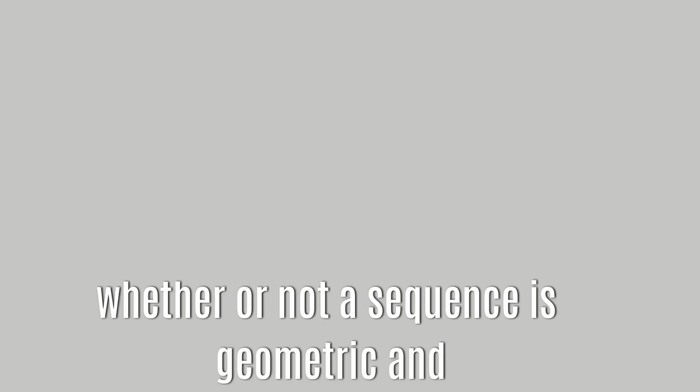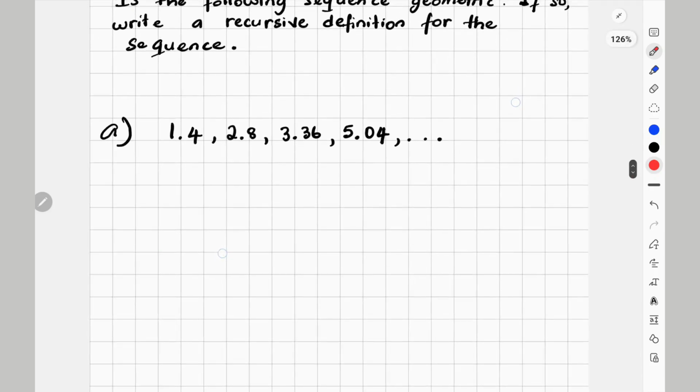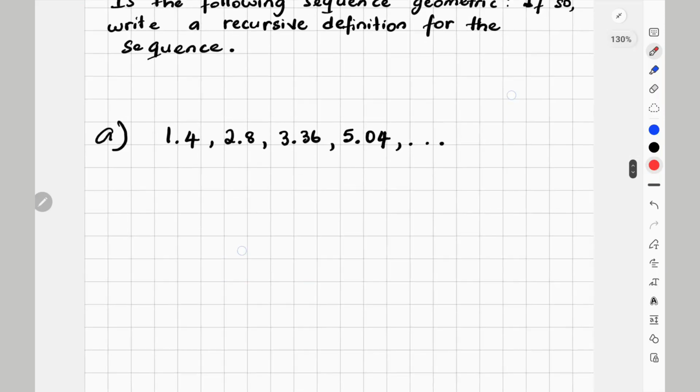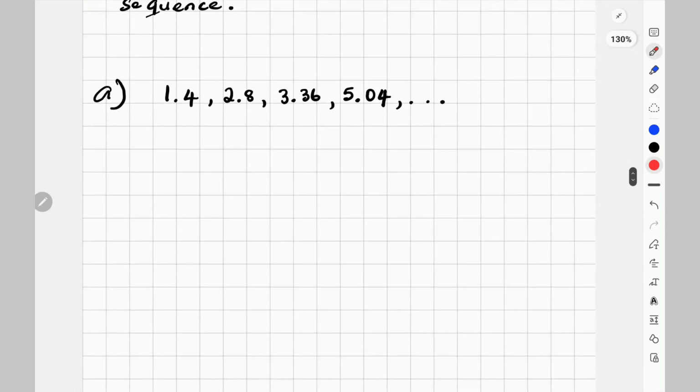In this video, we're taking a look at whether or not a sequence is geometric and then writing a recursive definition for the sequence. Let's take a look at our first question. So here we have the sequence, and the first thing we want to do is to find the ratio between the consecutive terms. Now, in order to find the ratio between the consecutive terms, we'll be dividing them.